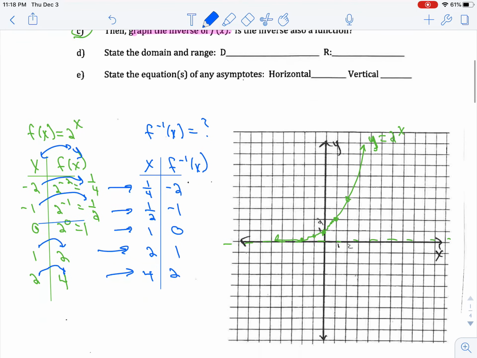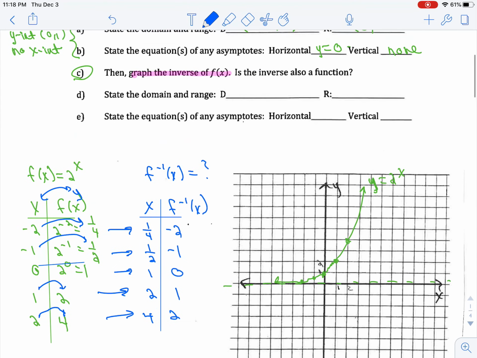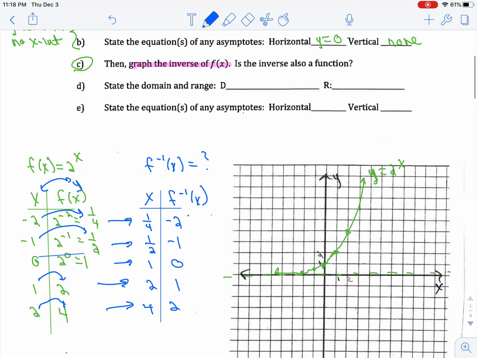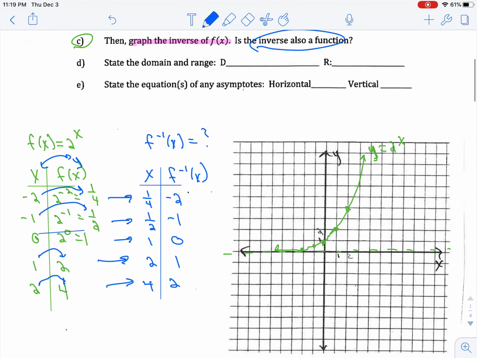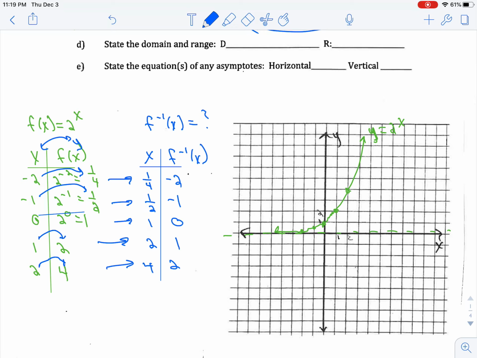Okay? So notice that this is, at least what we have here, it looks like it is a function. It asks, is the inverse also a function? Well, yes, because we don't have any repetition of x values here, and we're not going to have repetition. So if we think about reversing those, or if we think about graphing these ordered pairs, we have 1/4, negative 2. So 1/4 on the x, negative 2 on the y.